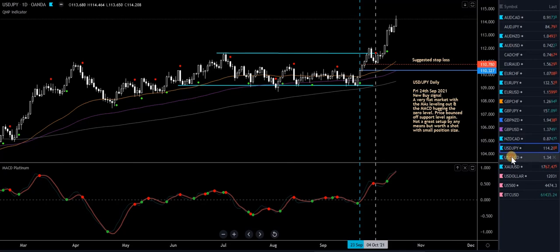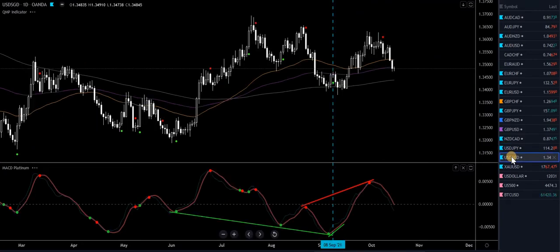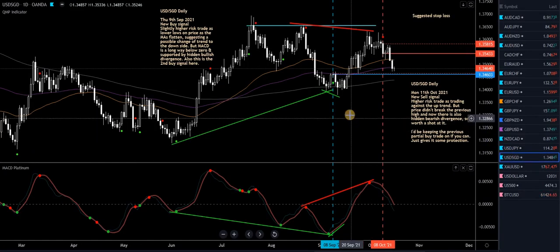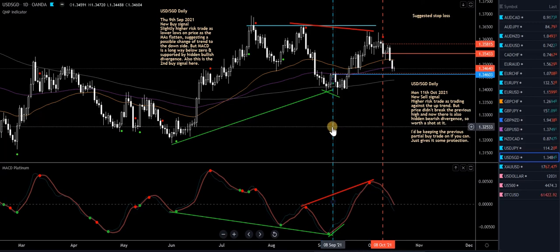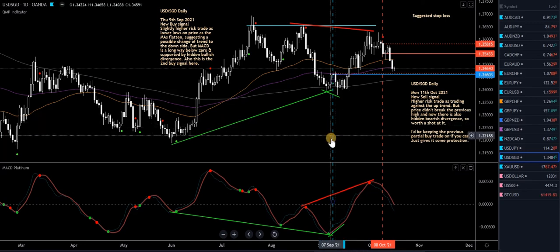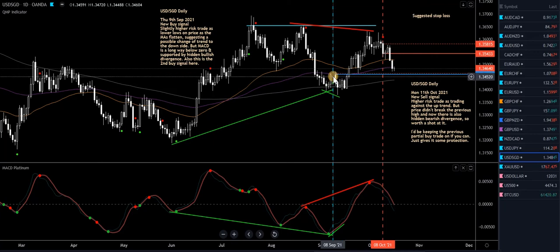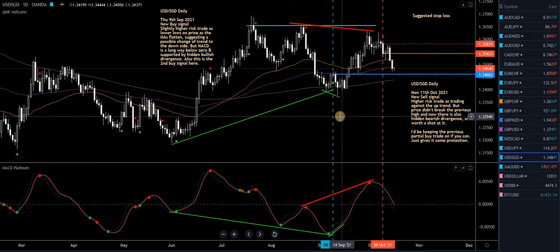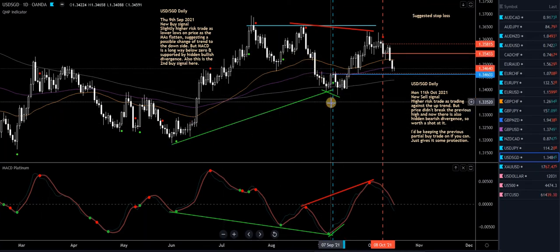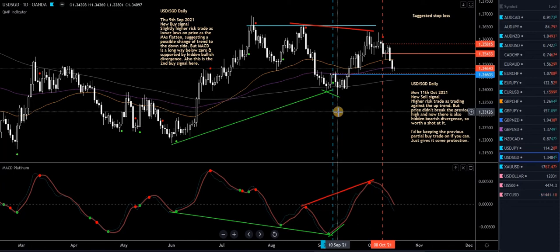Let's move on. USD Singapore dollar. All right, we took a buy. I took a buy in here. I know it's a pair a lot of people don't trade, but I like to have a look at it, especially on the daily time frame. It seems to move all right.